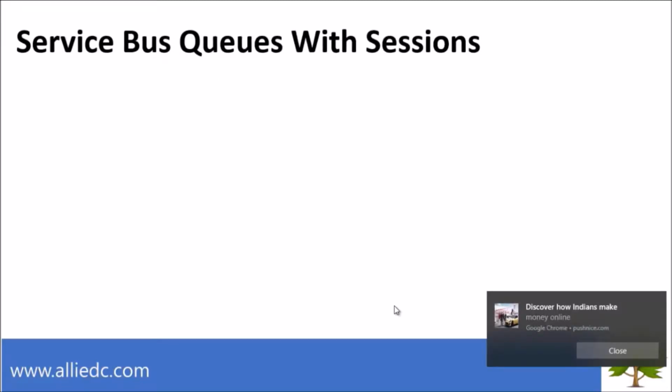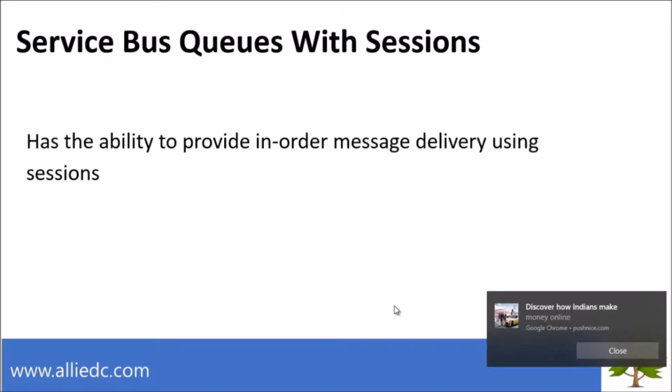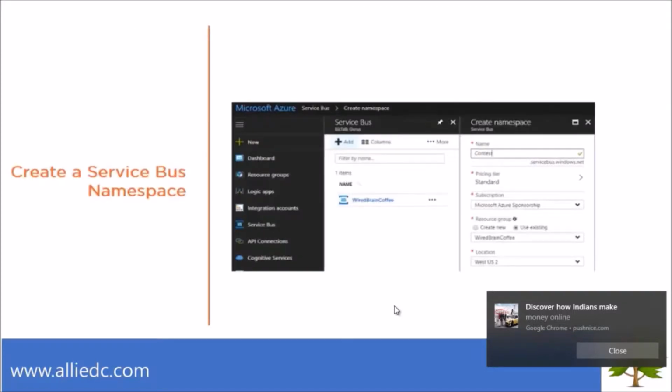Let's talk a little bit more about Service Bus queue with session. This has the ability to provide in-order message delivery by using the sessions. The sessions are essentially used as a correlation token for relating messages to each other. Let's see how to set this up in Azure.